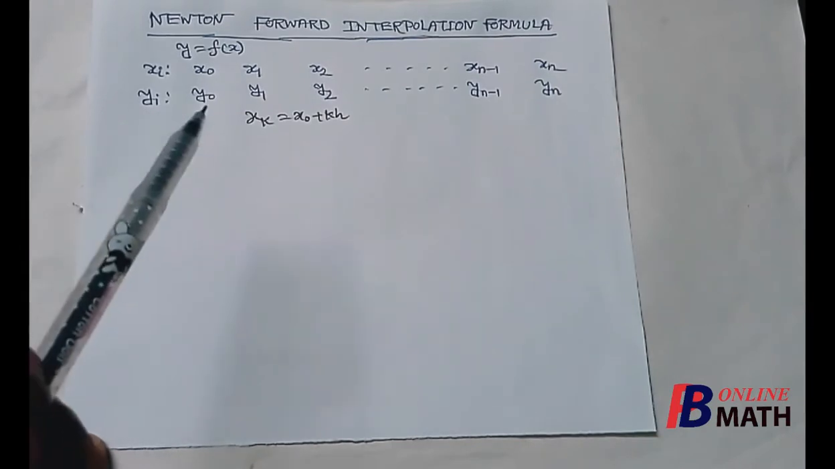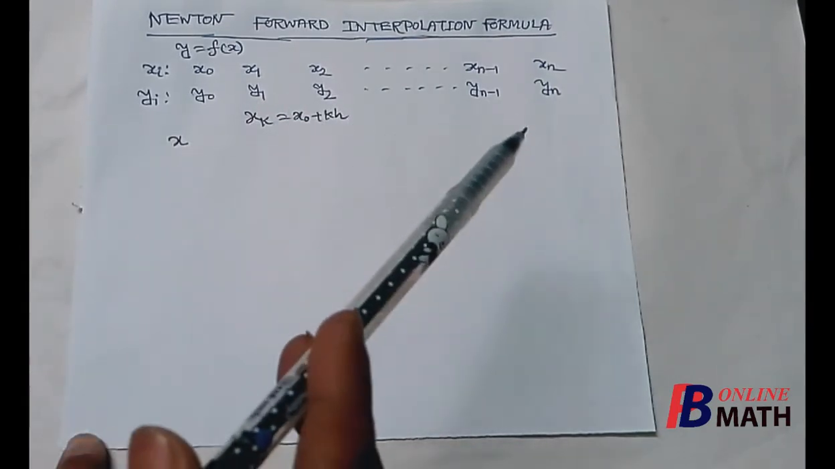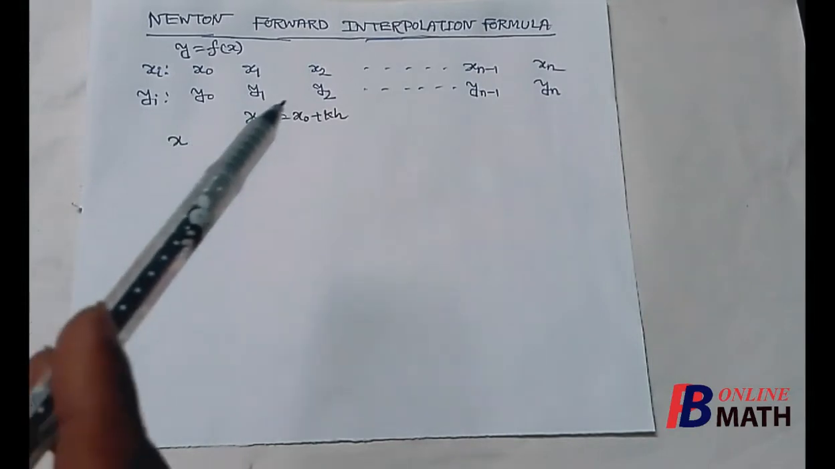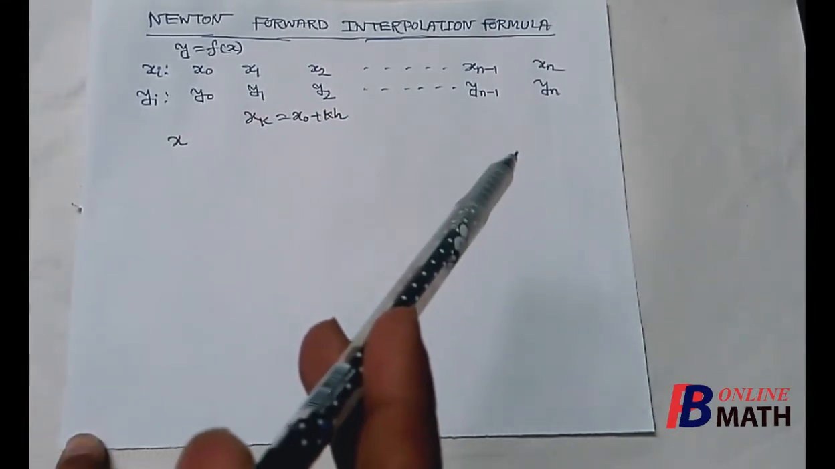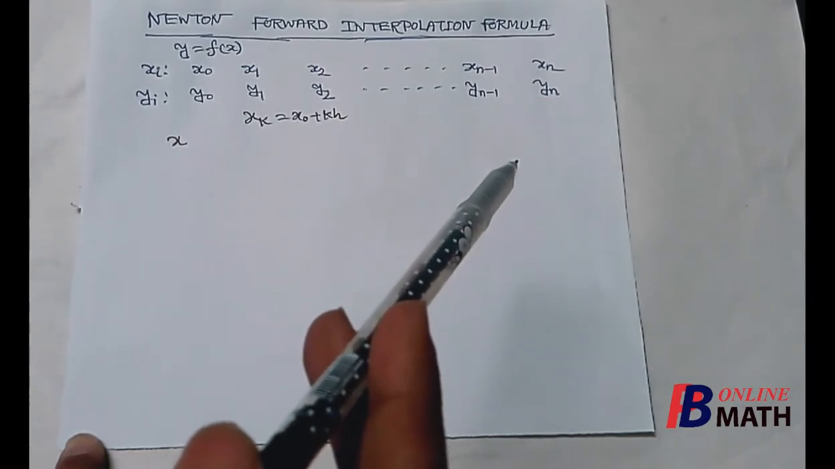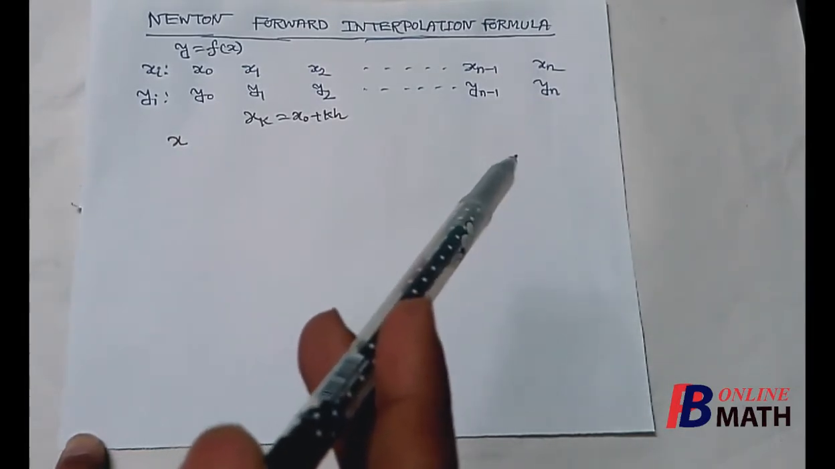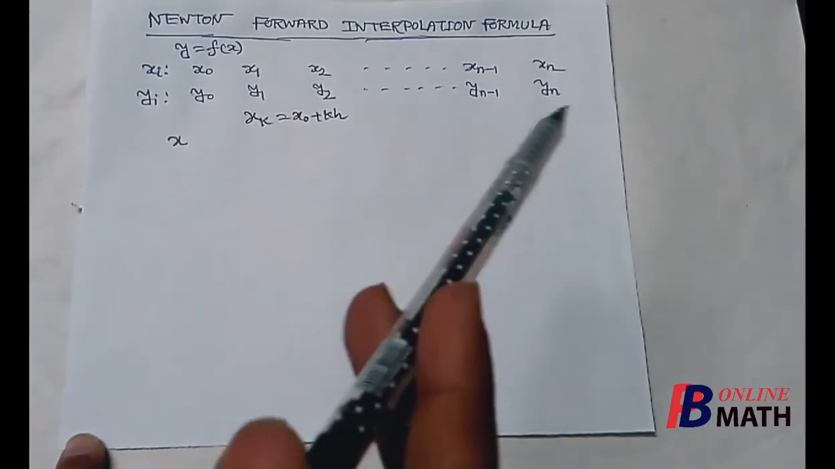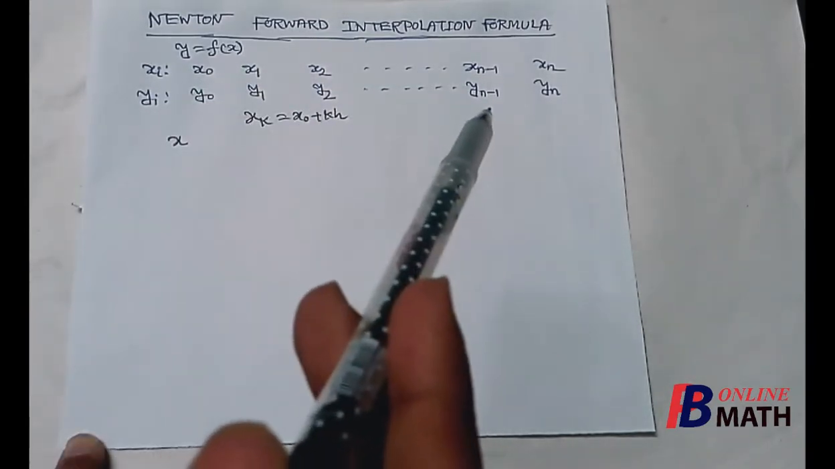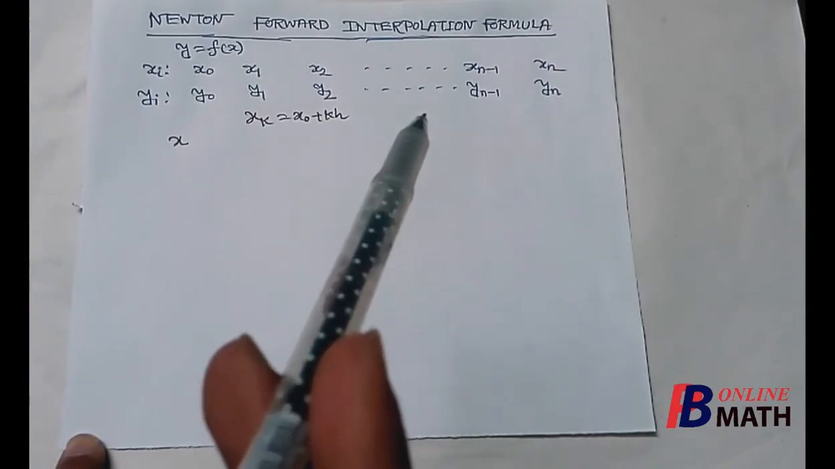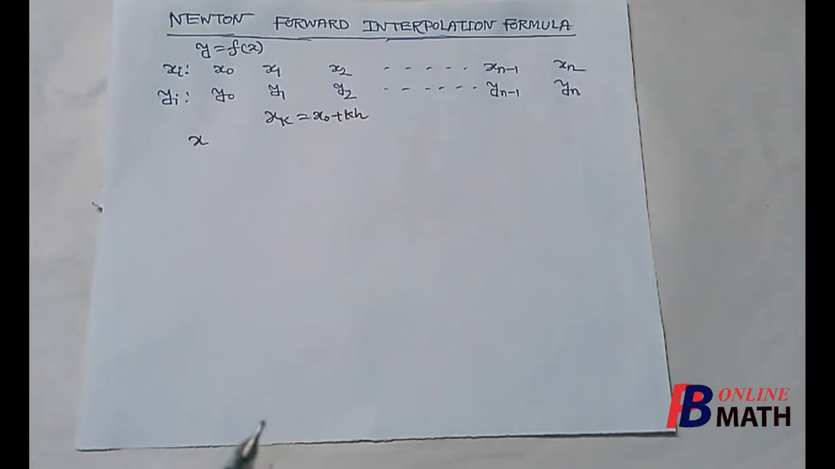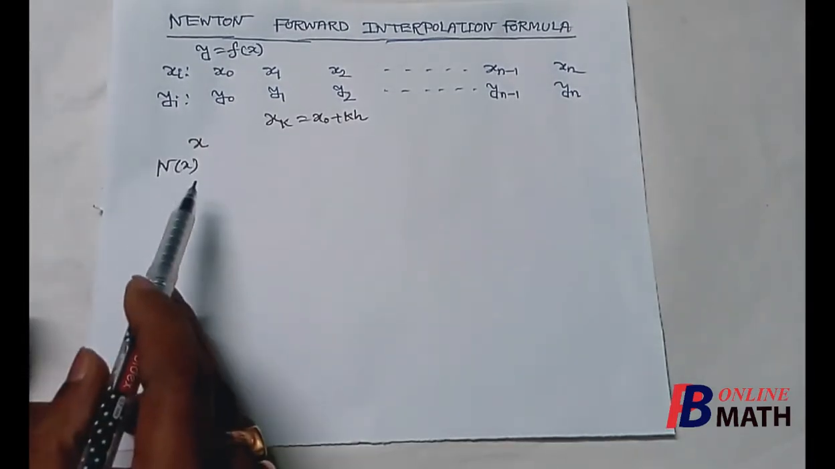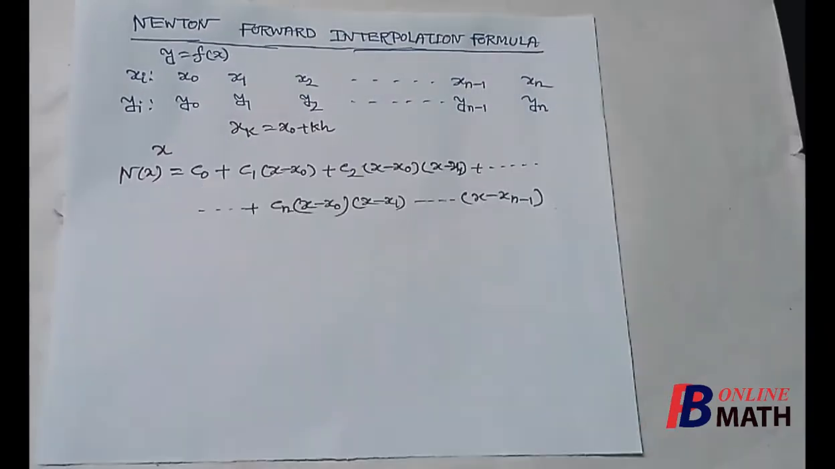Now here we find that we have n plus 1 number of entries. So with this n plus 1 number of entries, we can solve for n plus 1 number of coefficients, and we know that a polynomial of degree n has n plus 1 number of coefficients. So using this set of data, we can construct a polynomial with degree maximum n. So in this method, we shall construct a polynomial of degree maximum n. So assume that N(x) be the polynomial of degree maximum n.